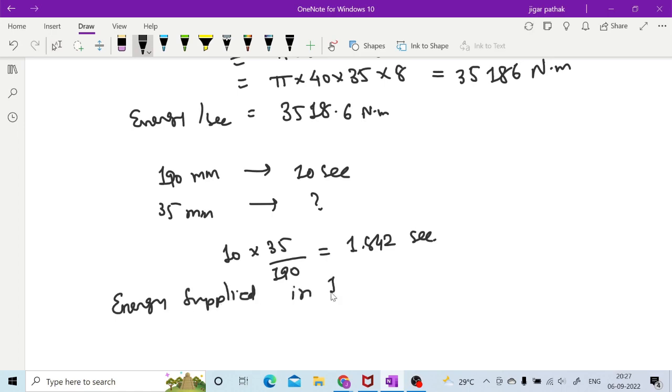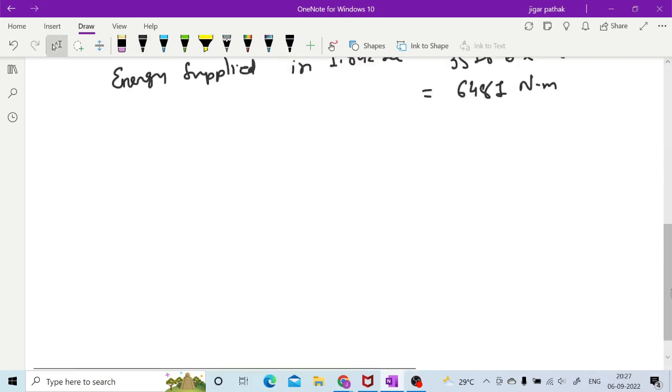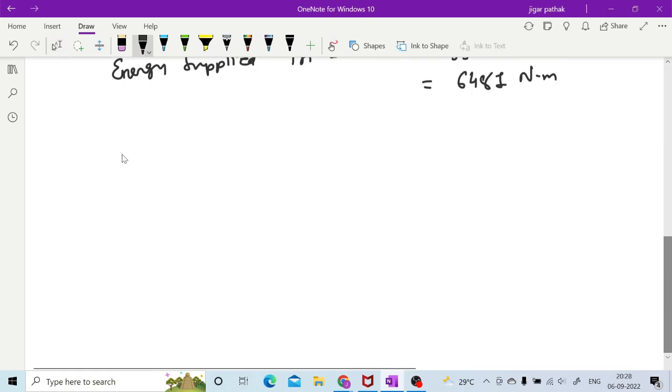Now energy supplied in this time, 1.842 second, is equal to what? We have found per second, that is 3518.6 into 1.842 now. So that will give you, what is the answer? Around 6481 Newton meter it is coming. Are you getting this? Yes, sir. Yes.